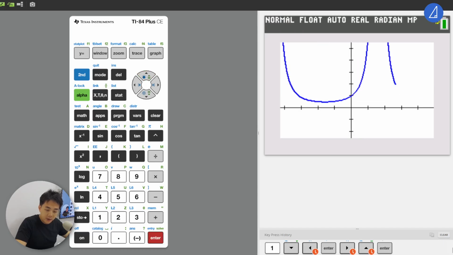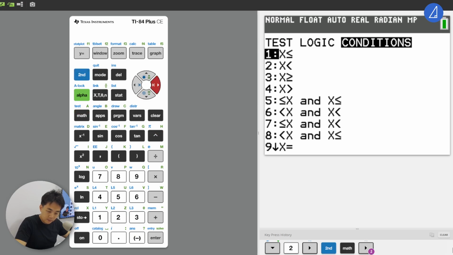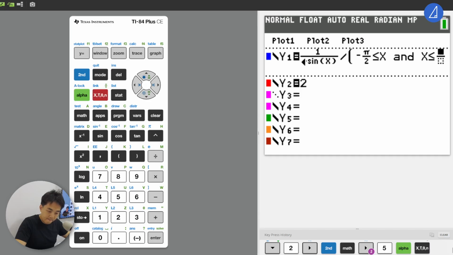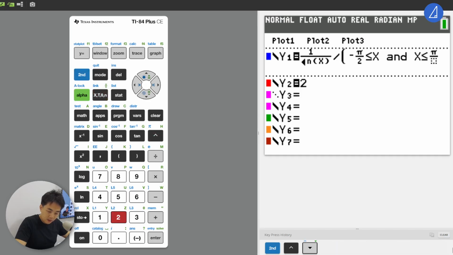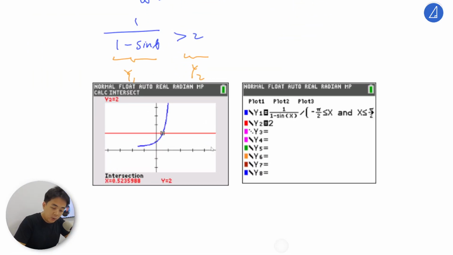So for the set of values, we need this to be between minus pi over 2 to pi over 2 lah. So I'm going to put the domain again. Key this in. So this is my graph. Oh, there you go. You want it to be more than 2. This is y equals 2, right? So essentially your set of values should start from this guy here, 0.523.